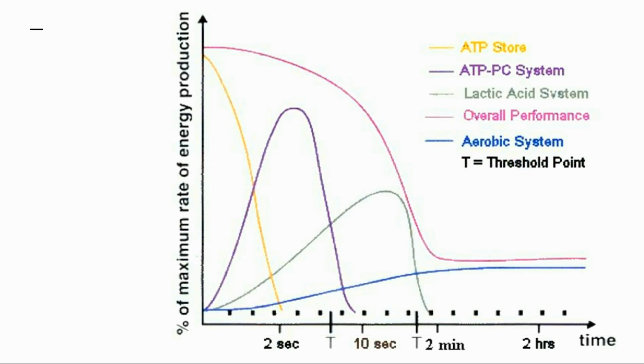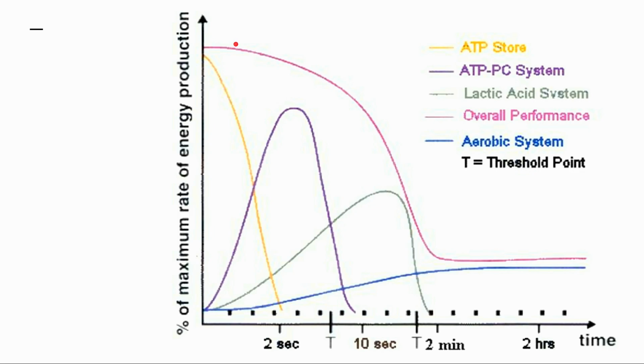Alright, this is the overall picture of how these different energy systems work together to contribute to overall performance. Overall performance is this pink line here. You'll see at the start, overall performance is at a point where you have access to basically the absolute maximum percentage energy you can potentially have in your body. So this is your absolute sprint, your jump as high as you can, your hit as hard as you can.